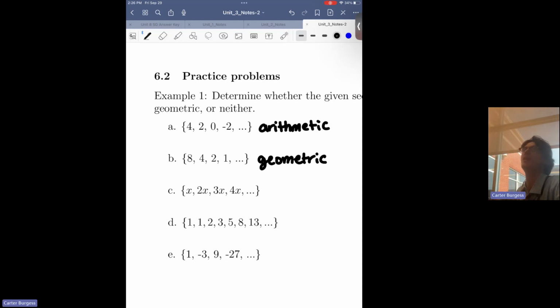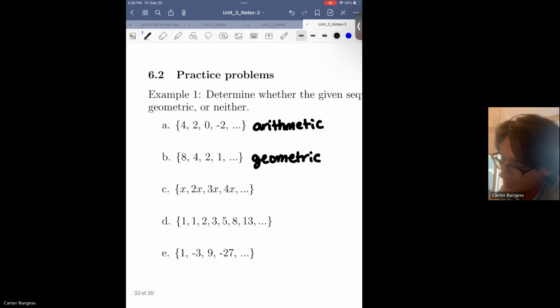All right, C is a little bit tricky. What's going on with C? How do I move from one term to the next? We're adding x each time, and so what kind of sequence is this going to be? This is arithmetic.